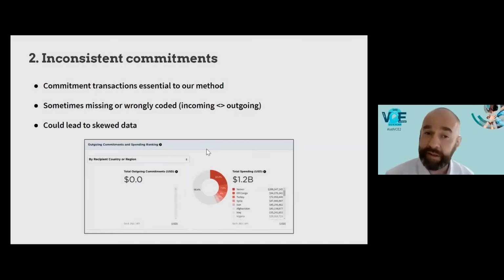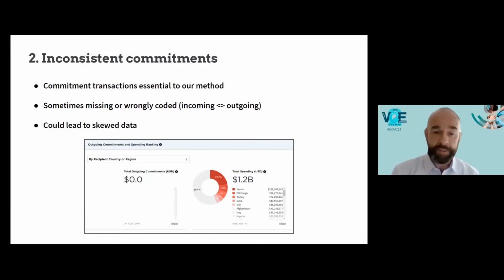The second thing that we found when we used IATI data every day, we really wanted to build these models of this is how much money has been committed, this is how much money has been spent. And we had quite interesting ways to calculate these values. But they relied on organizations publishing data fairly consistently, particularly with commitments, whether they be incoming or outgoing commitment transactions.